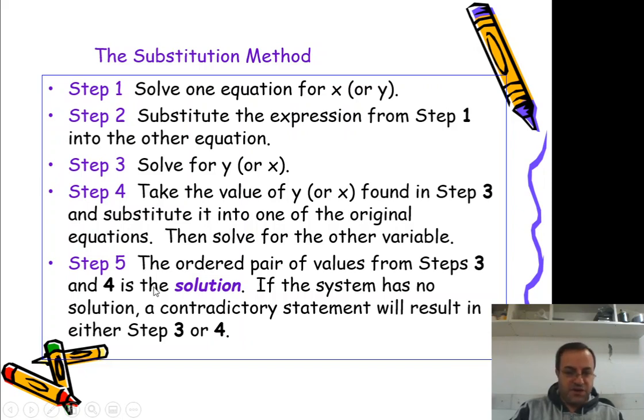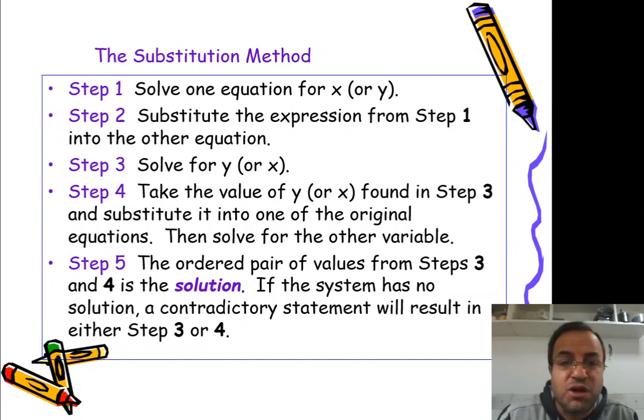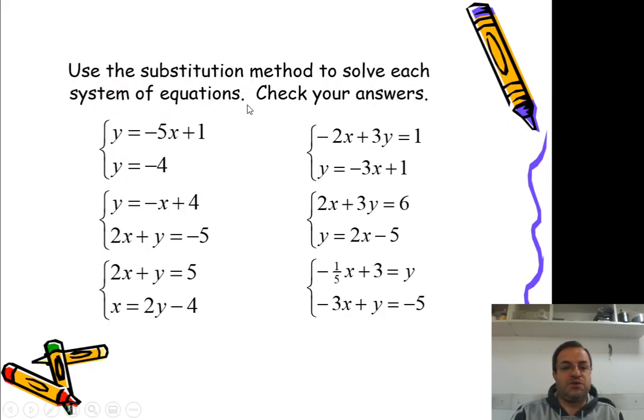إذا بدي أعمل verification مفروض يطلعوا صح بالتو equations. The ordered pair of values from steps 3 and 4 is the solution. If the system has no solution, a contradictory statement will result in either step 3 or 4. إذا كان السيستم ما عنده solution رح يطلع معي شيء متناقض أو شيء مش منطقي، يعني الإيكوال ما رح تزبط، فبيكون السيستم عنده no solution.